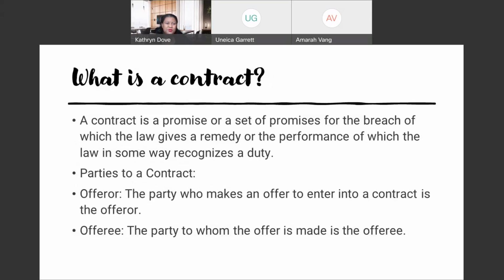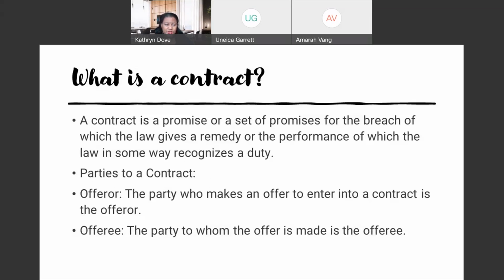We're going to start out with the basic principle of what is a contract. A contract is a promise or a set of promises for which the breach the law gives a remedy or the performance of which the law recognizes as a duty. So a contract is a legally enforceable set of promises. Does not have to be in writing.